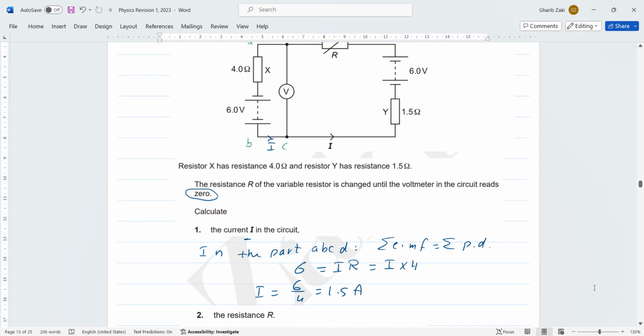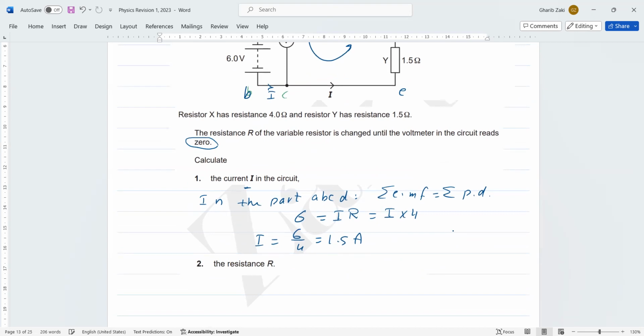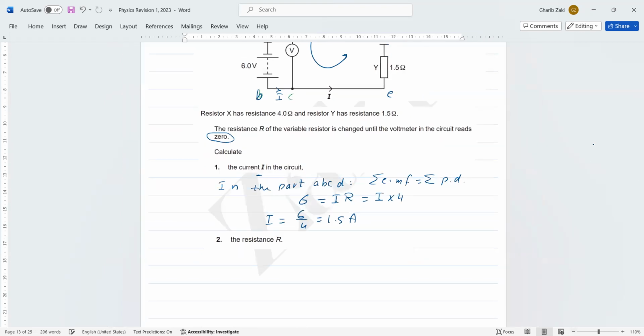To find R, we use Kirchhoff's second law. Now we use that loop A, B, E, F, the big loop, and we go in this direction. This is the loop. So we write here loop A, B, E, F, A.